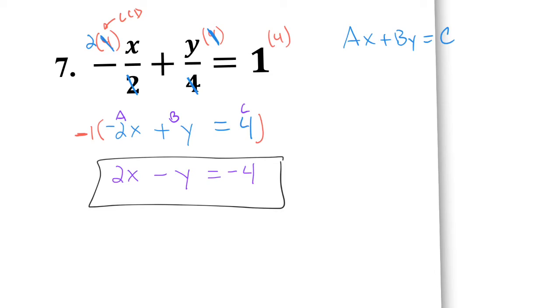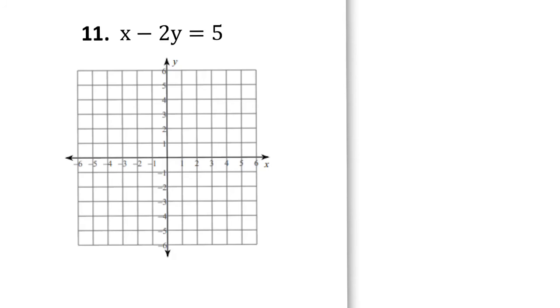You want to have x and y on the same side, and a cannot be negative, and a, b, and c cannot be fractions or decimals. And I'll do one more, guys, so you know how to graph using the x and y intercept. Number 11, that's what you guys want to do.